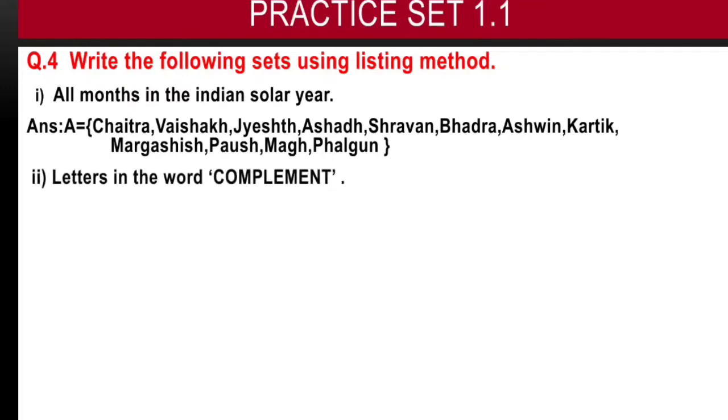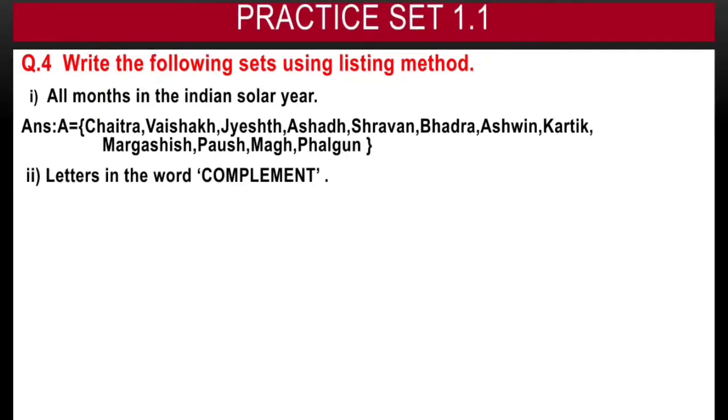Now the second example is letters in the word complement. Here you have to write down letters from the word complement. So which letters are present in the word complement? We write down B is equal to, in curly bracket, C, O, M, P, L, E, N, T.